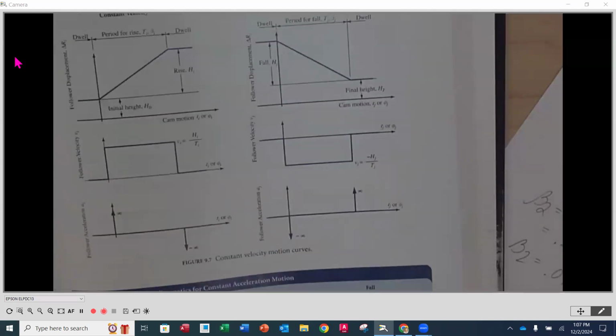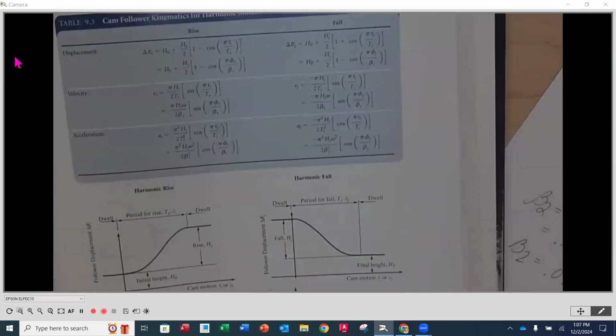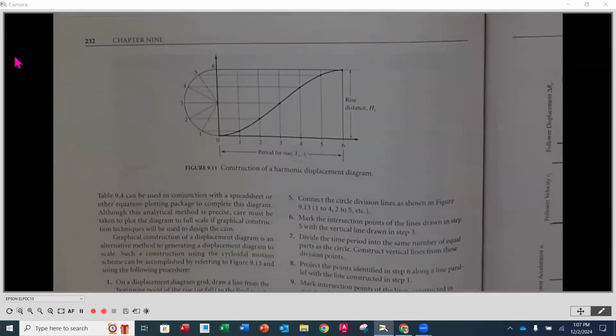Okay. Now, once we identify which one we're going to use, or you get in your problems which ones you're going to be using, now it's how to construct them. Okay. So when we look at harmonic construction, it is going to be on our displacement diagram at the top of page 232.